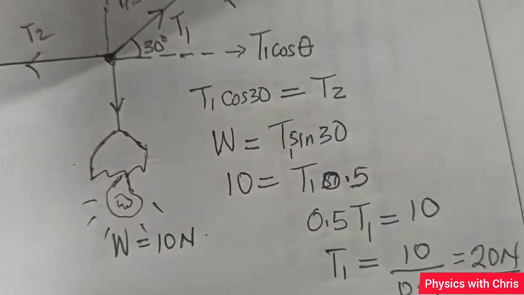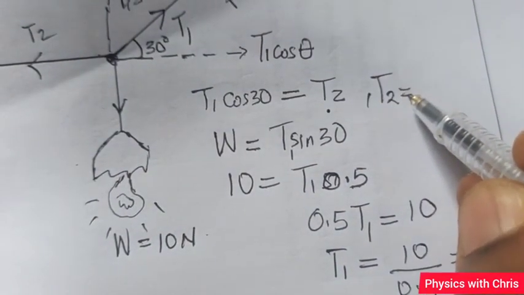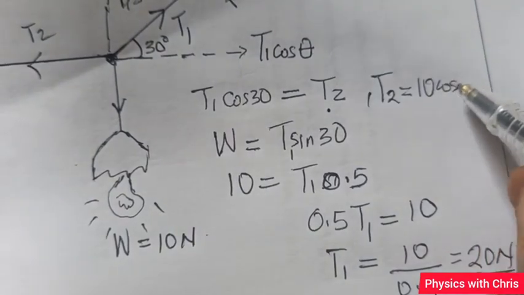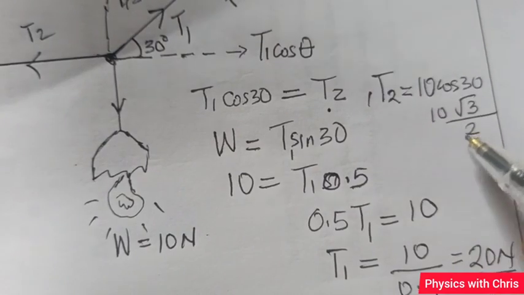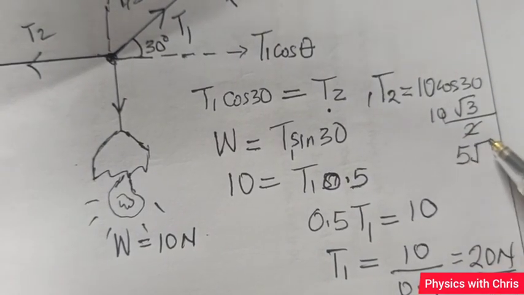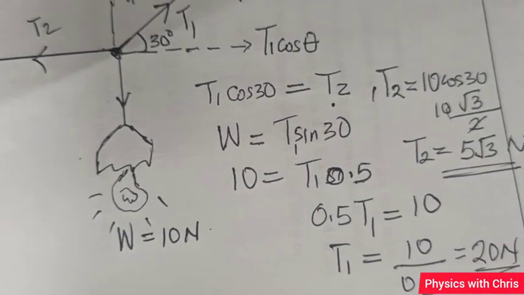I can from there make substitution in this equation and find T2. Of course, T2 here is equal to T1 cos 30, which is 10 cos 30. Cos 30 is root 3 over 2 or 0.866 as the case may be. That gives me 5 root 3. Because of time, you can quickly use your calculator to find the actual value of T2.